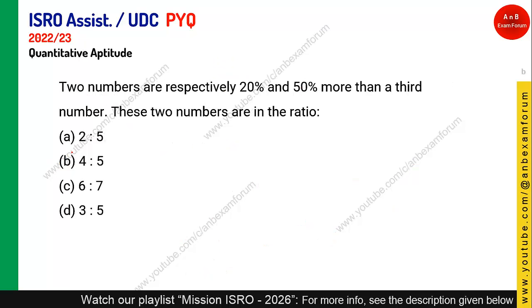Okay, let's see the next question. It is from the category percentage and ratio. There are two numbers which are respectively 20% and 50% more than the third number. So we have two numbers, 1, 2, 3.